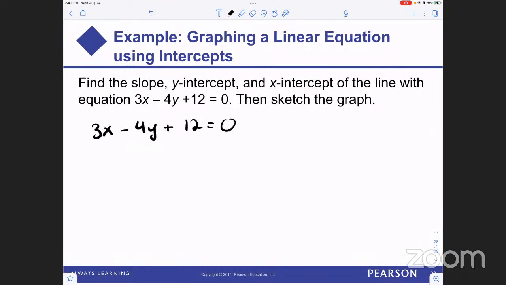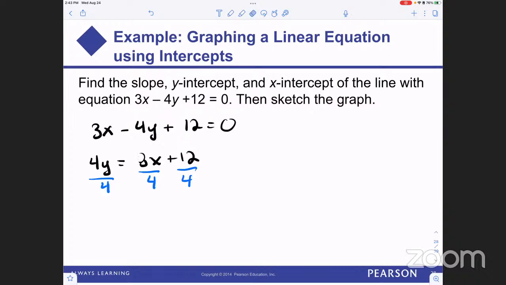I want to add 4y to both sides, but I'm going to flip the way I write it. If I add 4y to both sides, I get 4y equals 3x plus 12. I just added this to this side and then switched the order. Next, I want to divide all terms by 4, because I want to do the inverse operation. Since I'm multiplying by 4, the inverse operation is division. So here, I want to divide all terms by 4.